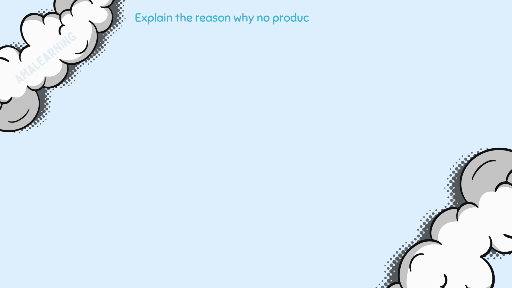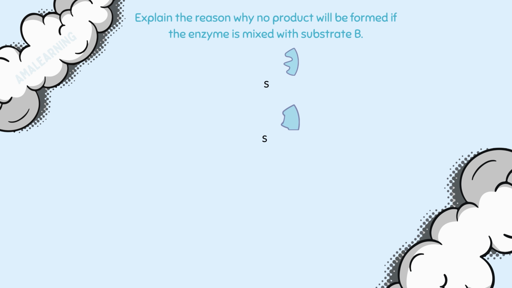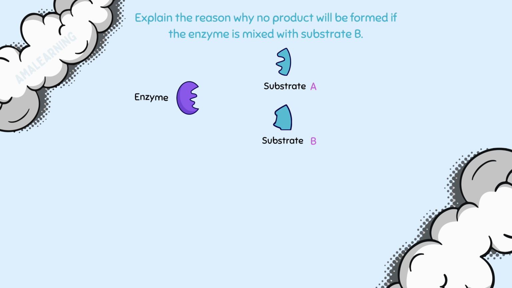Explain why no product will form if the enzyme is mixed with substrate B. Here we can see two substrates and an enzyme. The substrate B, which has been circled, will not fit into the enzyme's active site. The enzyme is only specific to the other substrate.